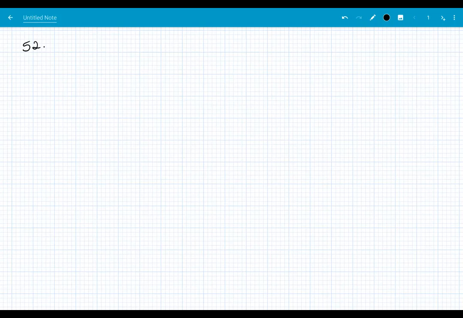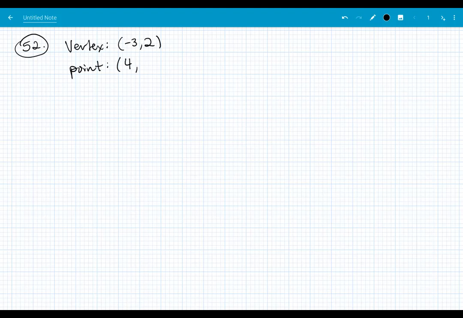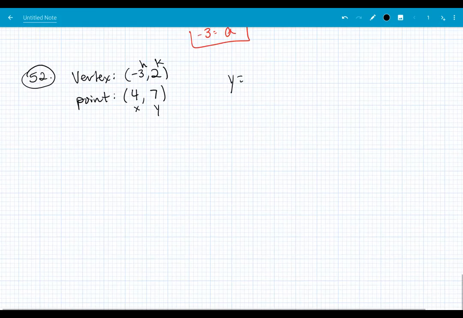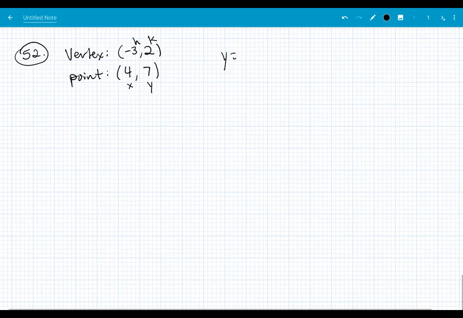So 52. My vertex is negative 3, 2, and the point that they're giving me is 4, 7. So like I said, negative 3 is h, 2 is k, 4 is x, 7 is y. And these are getting substituted into the vertex form equation to find the a value.